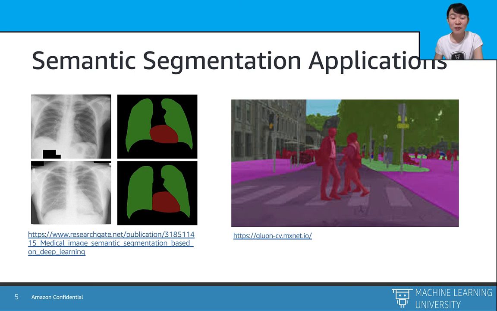Besides, we can also apply semantic segmentation for autonomous driving. As we can see from the image on our right, we can segment out the person, the road, the tree, the buildings, etc. So there are definitely many more applications elsewhere. Well, that's what you will need for the semantic segmentation task in this lecture. And next, we will explore more model strategies on how we tackle this task.